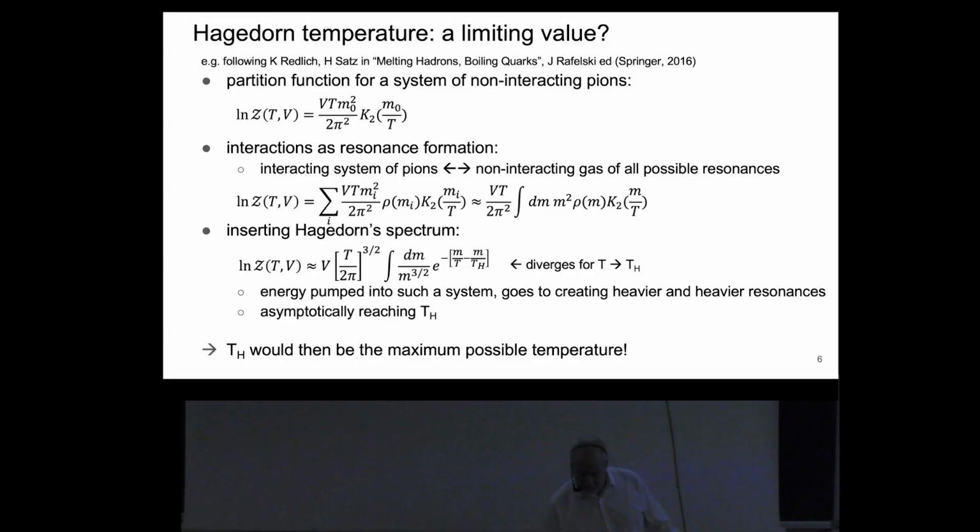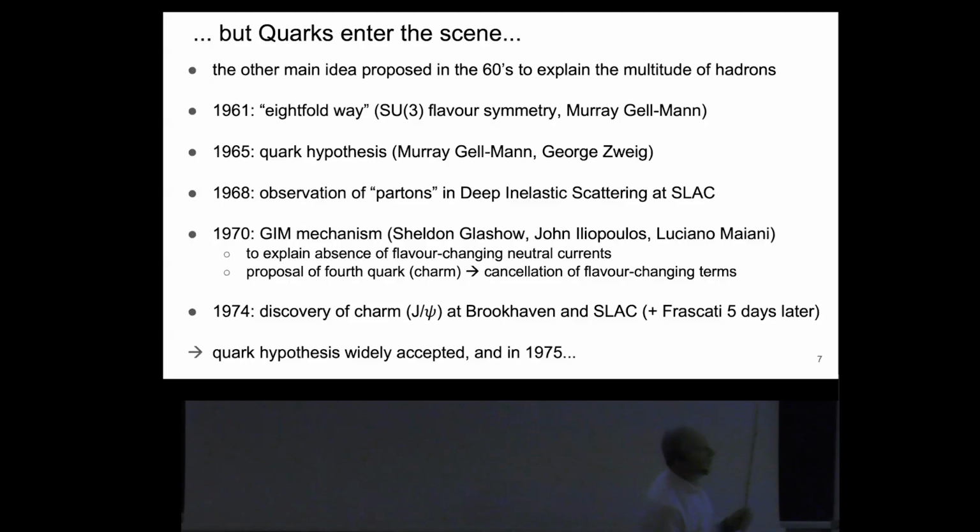This, as I say, was pre-quarks, but then the quarks entered the scene. That was the other main idea to explain the multitude of particles which were being discovered. The eightfold way is from 1961, the quark hypothesis 65. Partons in deep inelastic scattering were observed in 1968. At that point, we had up, down, and strange.